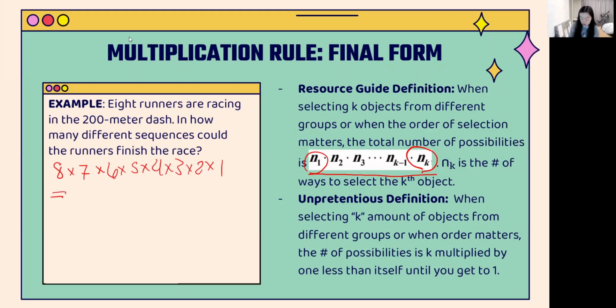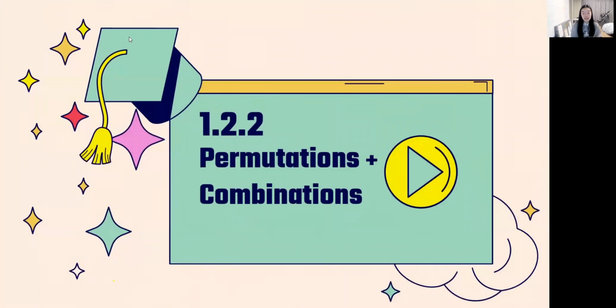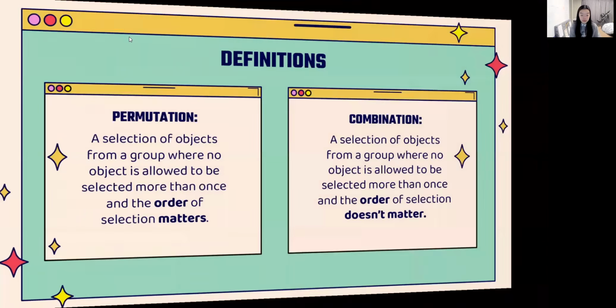So you put this in your calculator and you solve it, and you get 40,320 sequences. Is that the answer? Yes, it is. Okay, this is the second thing we're going to learn, permutations and combinations.